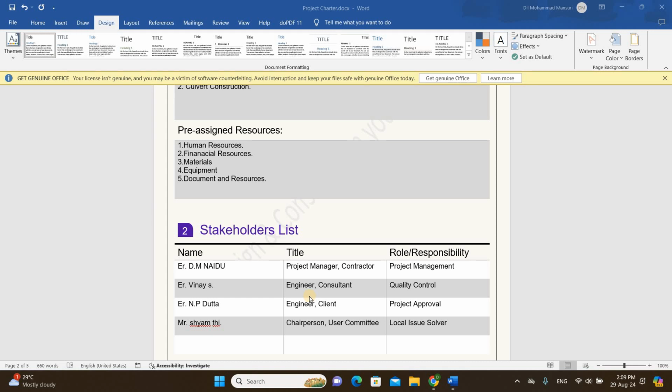So we have to mention the stakeholders, and if any issue arises and we feel that this issue should be solved by the client or consultant, we can make a call and tell them, or write a letter and inform them that this type of issue has arisen on site, so make sure that you solve it. So we will have formal information about the stakeholders involved in this project.